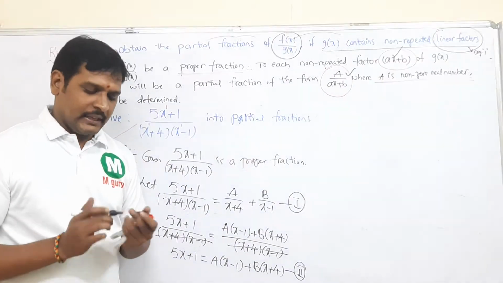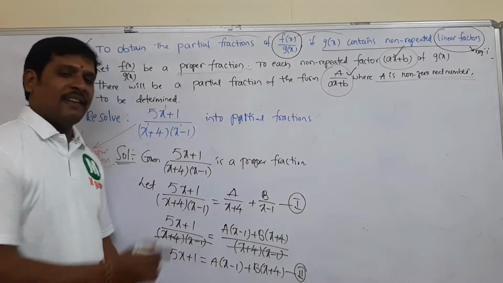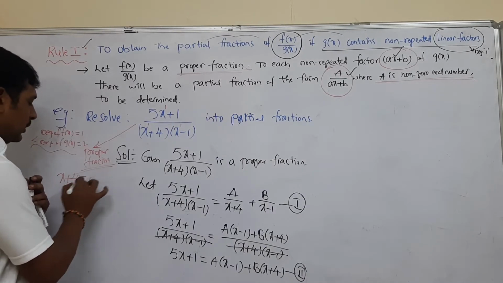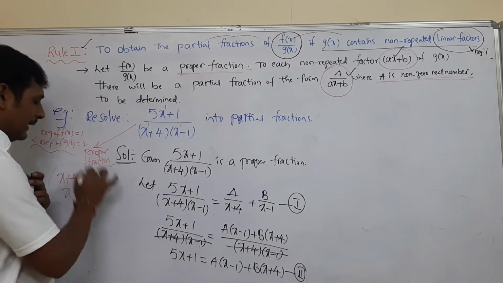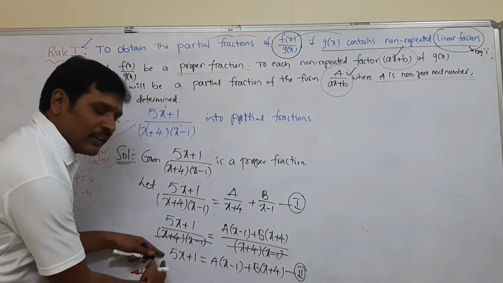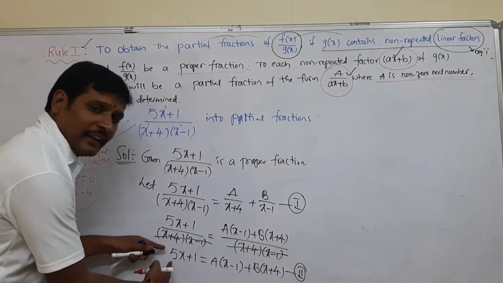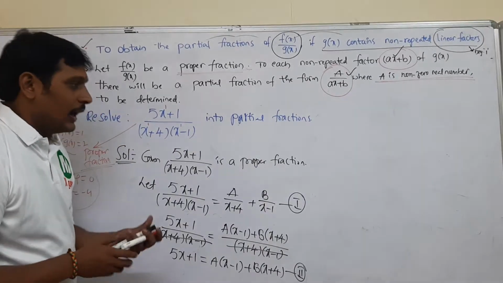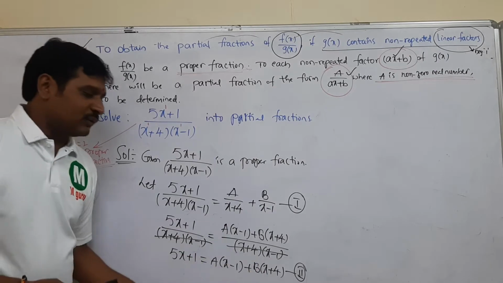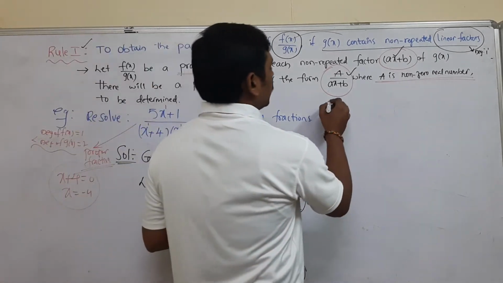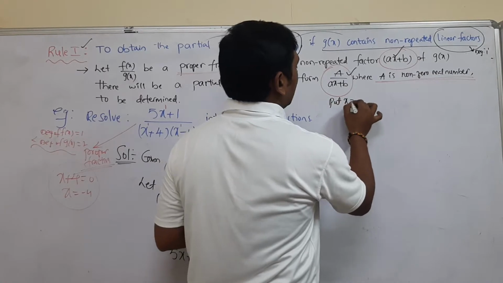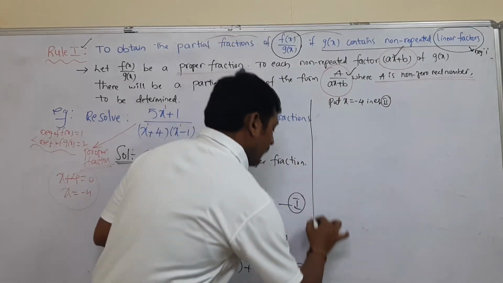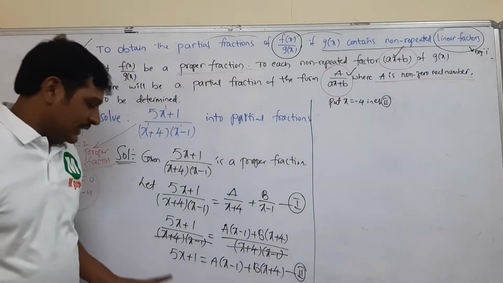So the first method is, we already know the linear factors here. Suppose the linear factor x plus 4 is 0, what is the value of x? Minus 4. So here we can find one of the values, a or b, by replacing x with minus 4. So let us keep x as minus 4 in this equation, right? So put x equals minus 4 in equation number 2. We are replacing x with minus 4 in this equation.